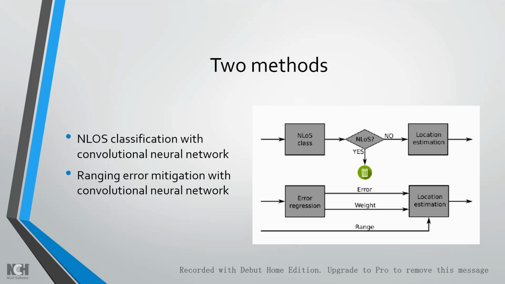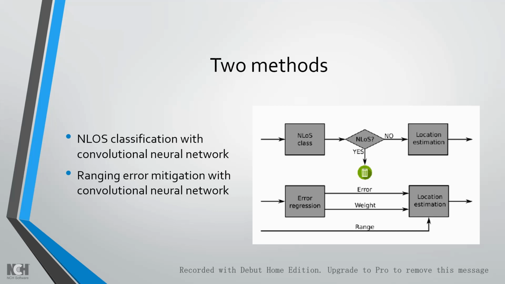One is NLOS classification with a convolutional neural network. The input signals from all anchor points are classified as NLOS and LOS signals. If the signal of an anchor point is classified as an NLOS signal, it is eliminated from all the anchor points, and the other signals are fed to the localization algorithm to compute the location.